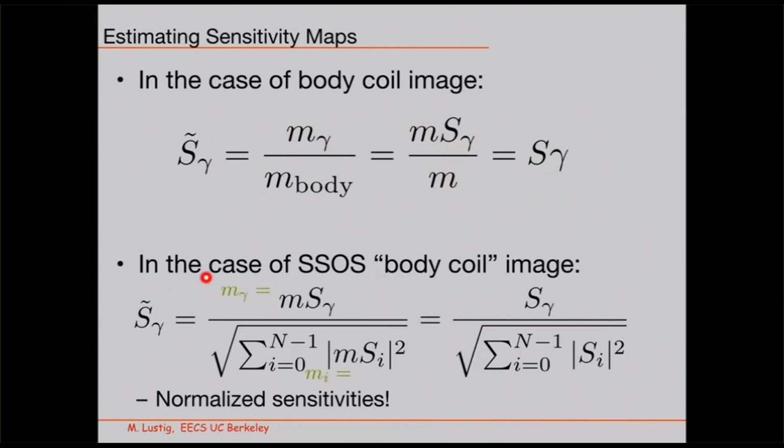In the case of SSOS, I'm assuming this is coil gamma, it's m times s gamma. And this is a square root sum of squares, right? So what I'm going to get is what's called normalized sensitivities, because then m cancels, and I'm going to get s gamma divided by the square root sum of squares of all of these. So it's pretty much normalized to 1. Kind of like the value is normalized. Does that make sense? Okay.